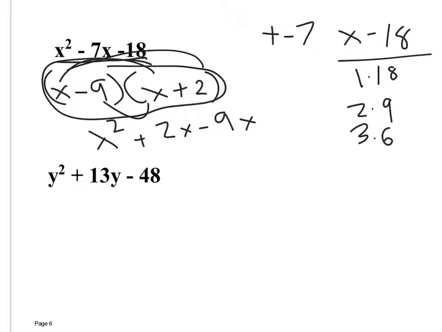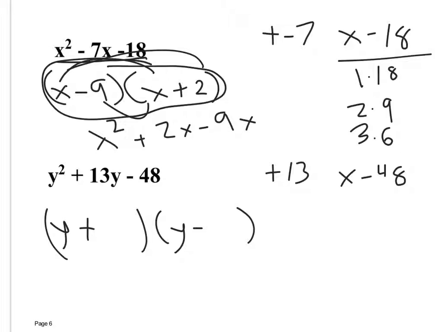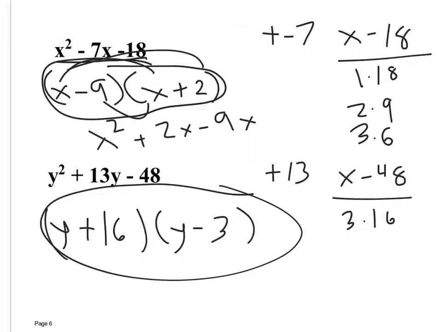y squared plus 13y minus 48. I see C is negative, so I know they got to be opposite signs. I see B is positive, so I know the biggest one's going to be positive. So I do y plus a number and y minus a number, and I just think about what would add to give me 13, multiply to give me negative 48. Going through my factors of 48, I'm pretty sure it's going to be 3 and 16, which 16 minus 3 would be 13, so it must be those two numbers right there.